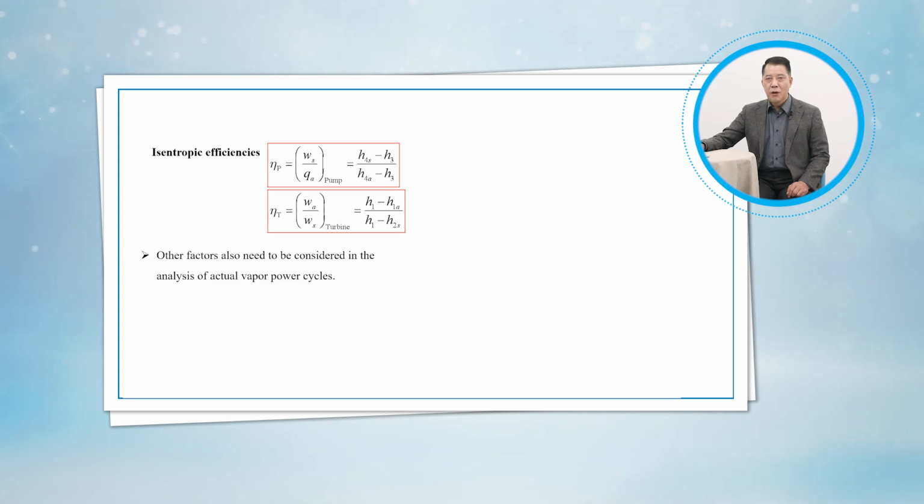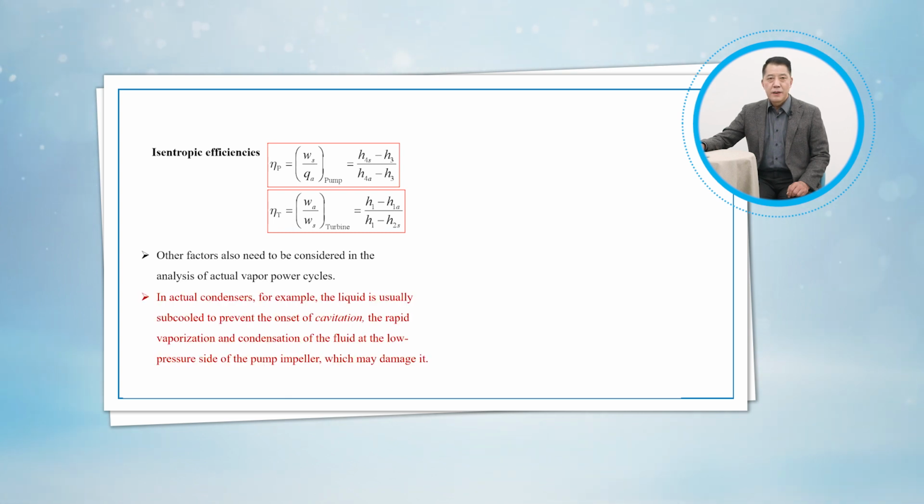Other factors also need to be considered in the analysis of actual vapor power cycles. In actual condensers, for example, the liquid is usually subcooled to prevent the onset of cavitation, the rapid vaporization and condensation of the fluid at the low pressure side of the pump impeller, which may damage it.